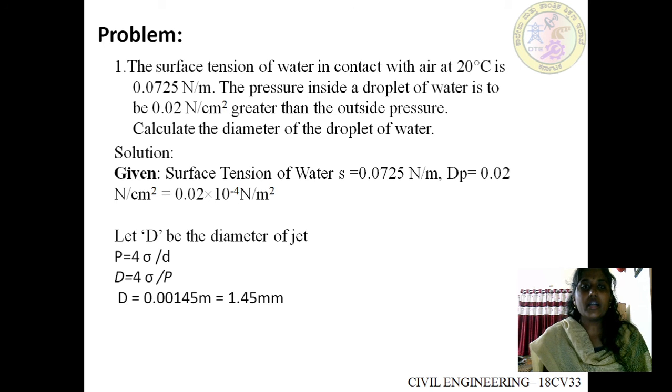Here you can observe they have mentioned it as a droplet, so it is the first case. The formula is P is equal to 4 sigma by D. Sigma, the surface tension of water, is given as 0.0725 Newton per meter, and the pressure value P is also given. You need to determine the D value. If you substitute the values in this formula, you will get the diameter as 1.45 mm.